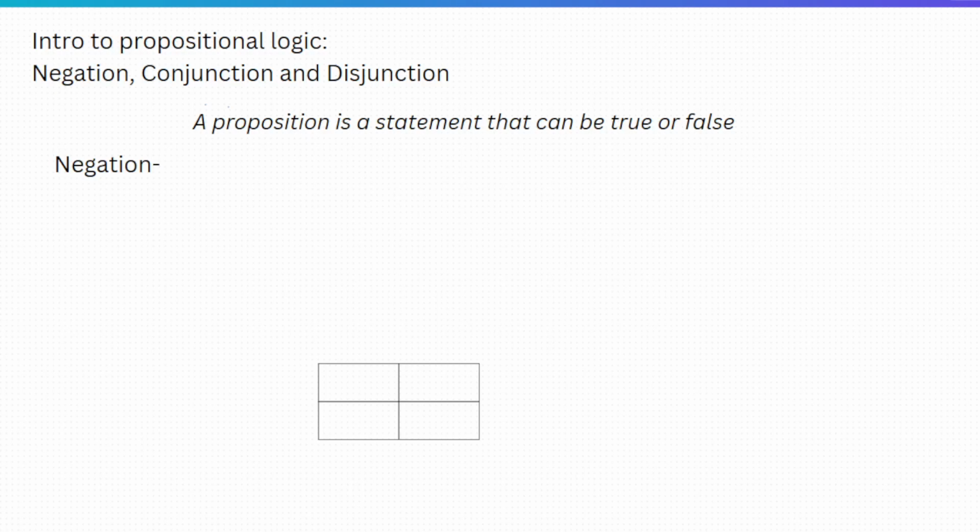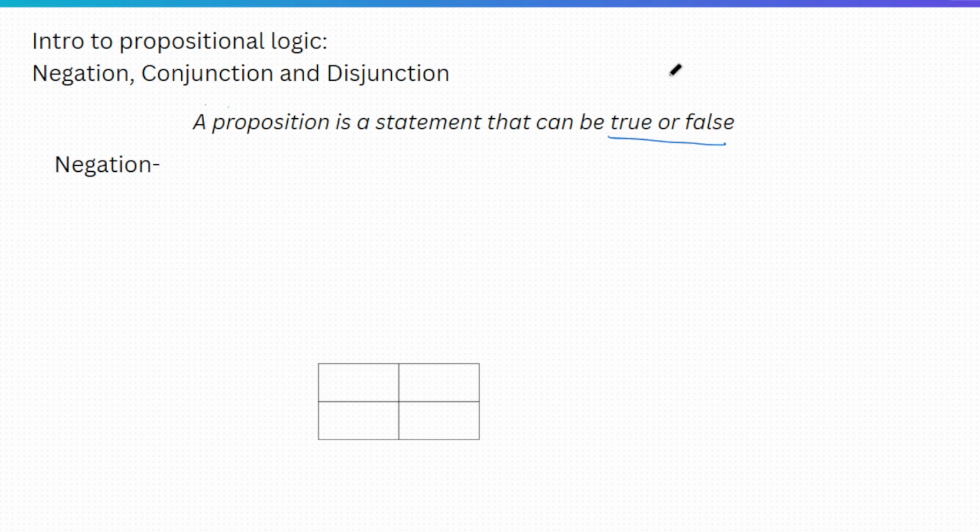Hello, in this video I'll be talking about the intro to propositional logic, specifically negation, conjunction, and disjunction. So starting off, what we have to know about propositional logic is what a proposition is. A proposition is a statement that can be true or false.